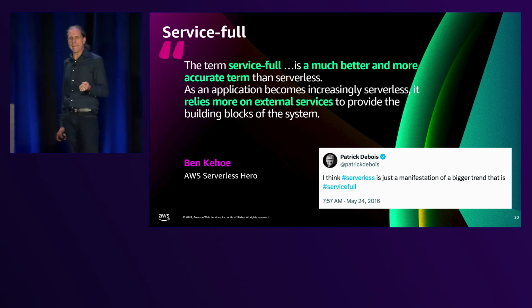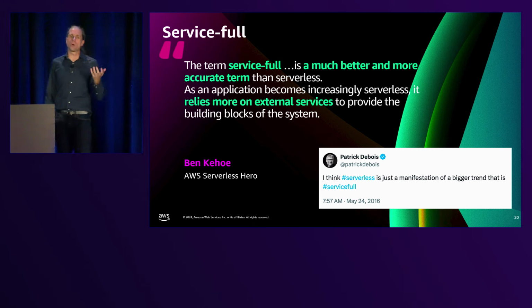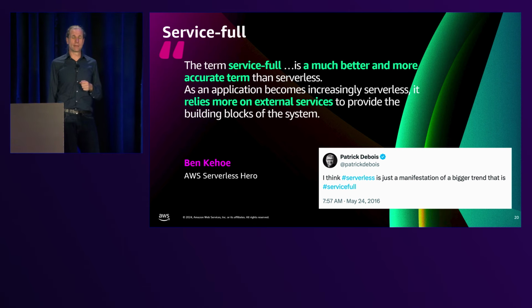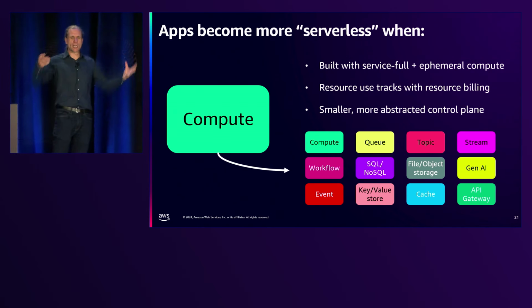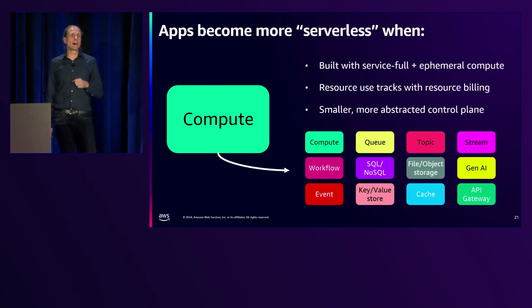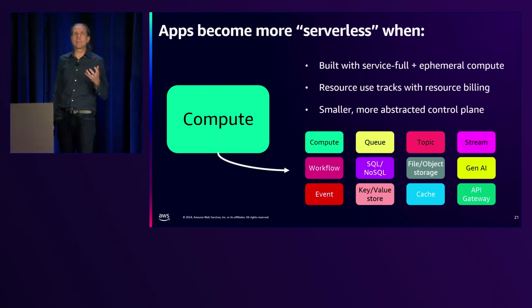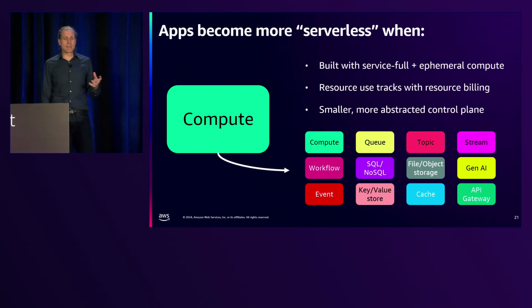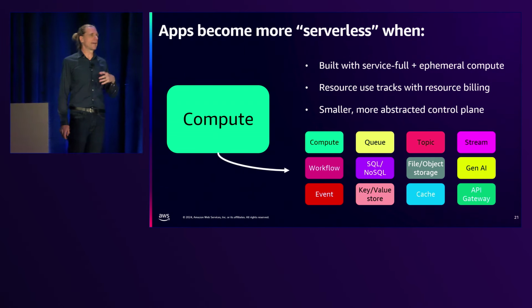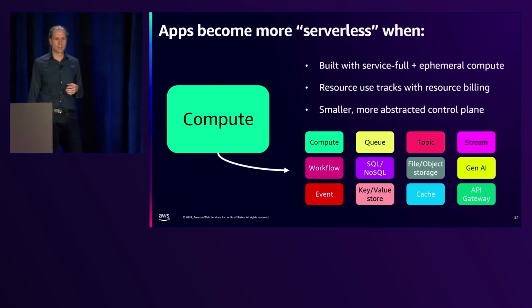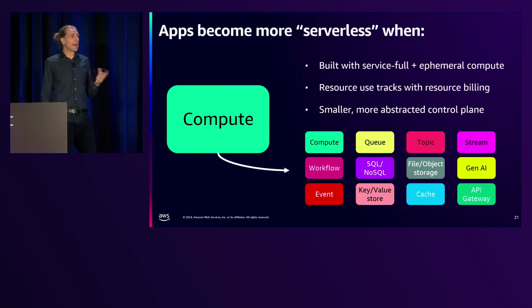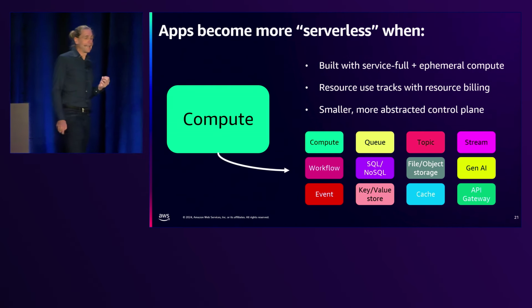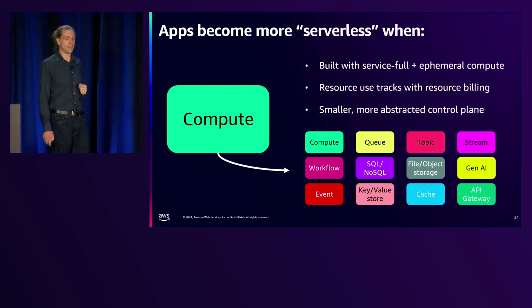Serviceful means as an application becomes increasingly serverless, it relies more on external services to provide the building blocks of the system. So instead of having all your application in a large compute code base, you can rather migrate those components to discrete managed services. Maybe splitting out the APIs to API Gateway, for example, which can then handle your caching, your routing, and your authorization. You get to use the best service for the job to transport and store the messages. And smaller services means taking advantage of native service capabilities and letting AWS handle the undifferentiated heavy lifting.